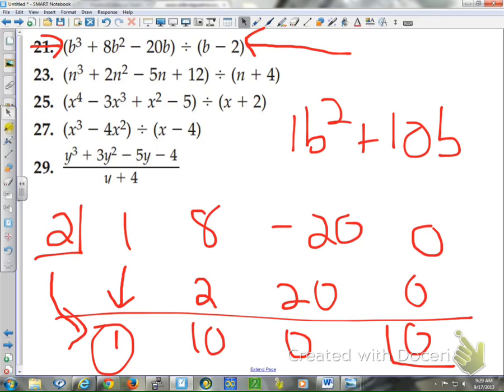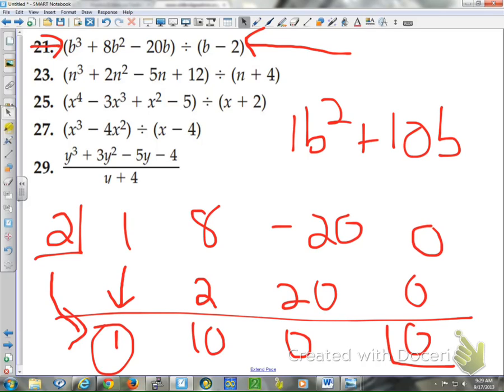How'd you get these things? You just come down 1 from where you started, every time. If you started with b cubed, then you're going to start with b squared. Okay, so the 2 is in a little half box. Why is it there? Because that's essentially what we're dividing by.